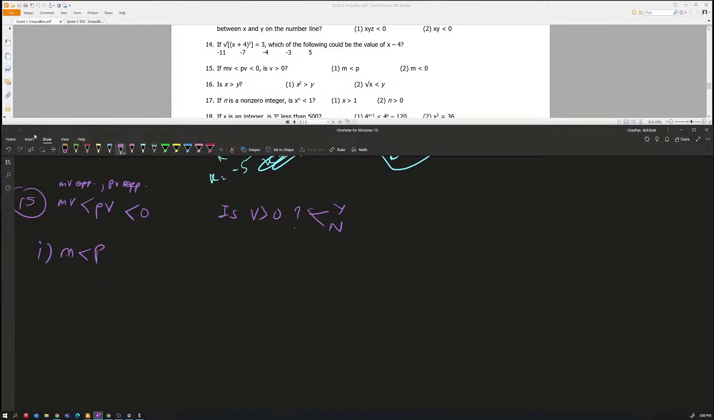Whatever V is, since M and V have opposite signs, if this is positive, this is negative. So M and P have the same sign. That is for sure the same sign. So when M is positive, both of them are positive here. It doesn't matter that M is less than P. So whether P is greater than zero.